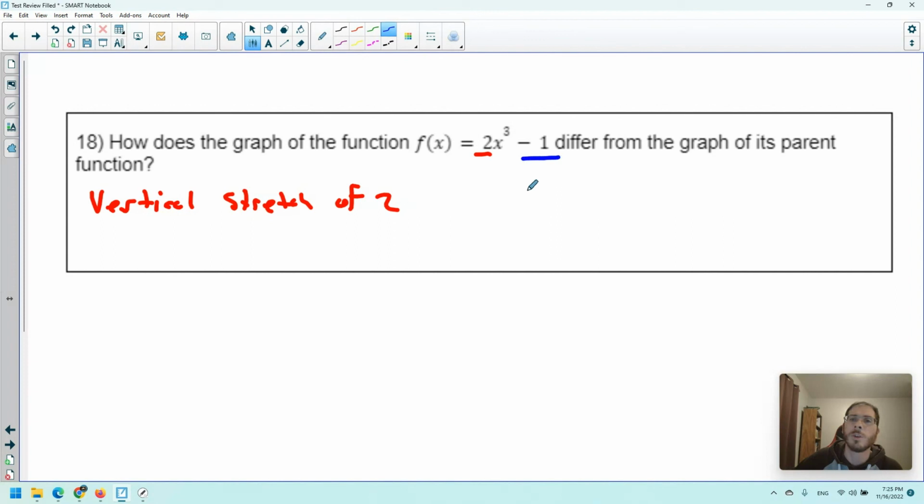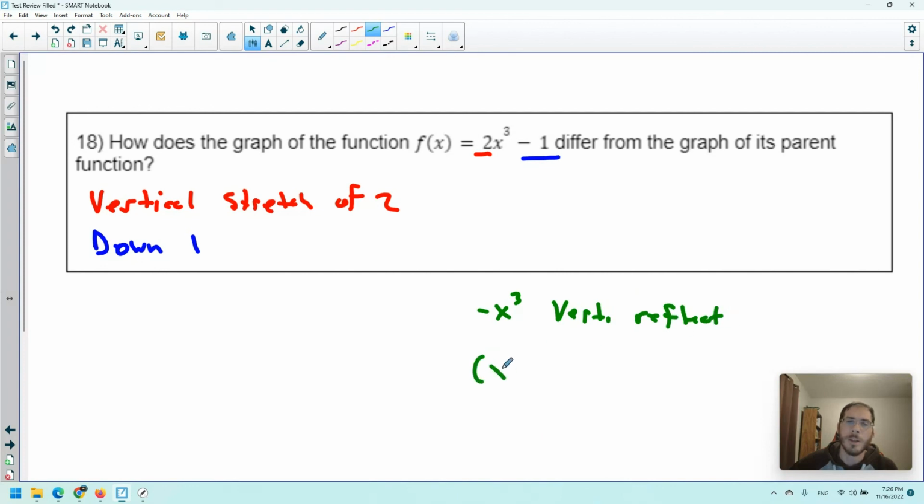And we have minus 1 at the end, so the minus 1 is not in parentheses, so that means we're going down 1. And that's it. That's the entire question. Just remember, if it's like negative x to the third, this would be a reflection. So vertical reflection.